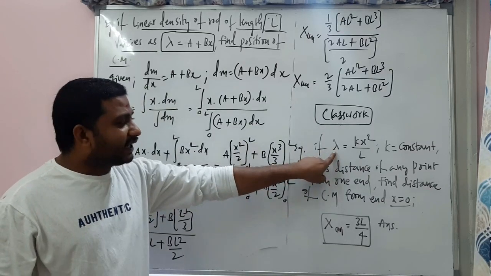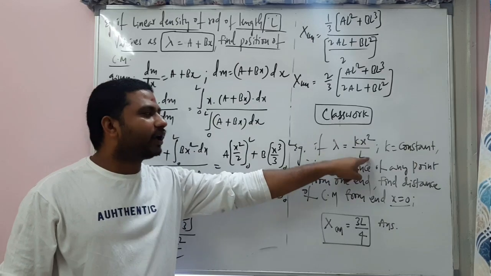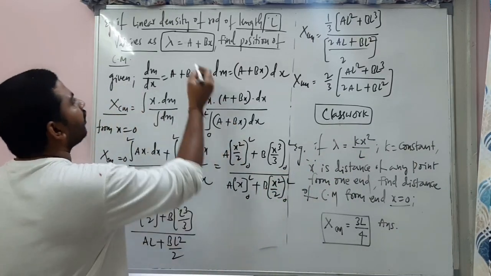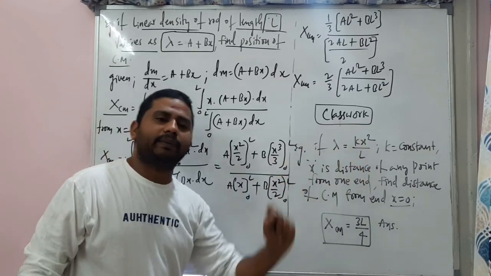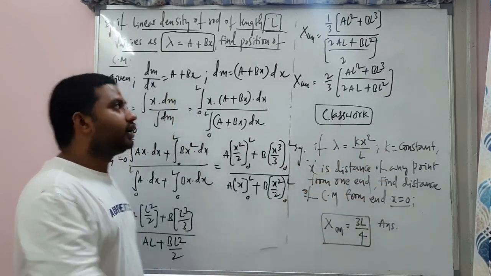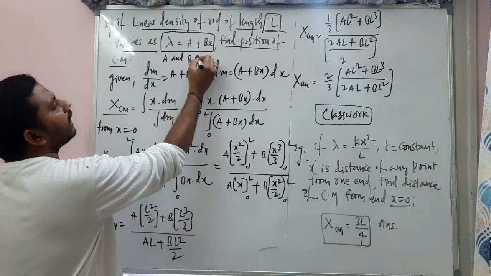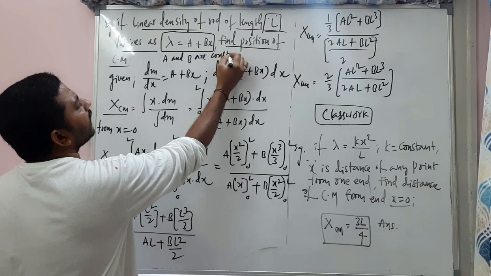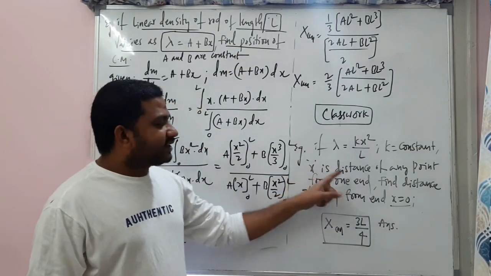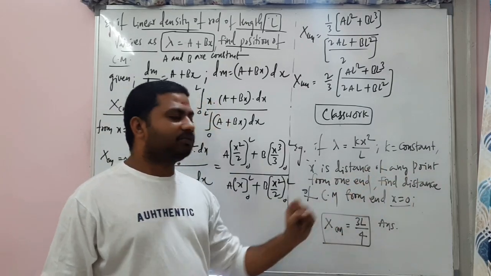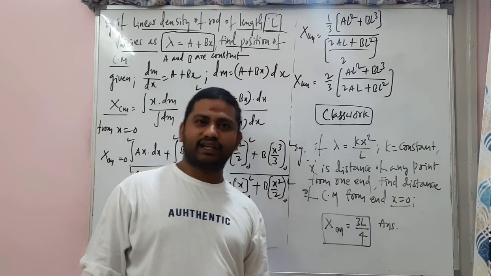If the linear density of the rod of length capital L is kx square by L. Simple. Instead of a plus bx, here they gave it as kx square by L. Here a and b are constants, students. And here k is constant. X is the distance of any point from one end. Find the distance of the center of mass from the end x equal to 0.